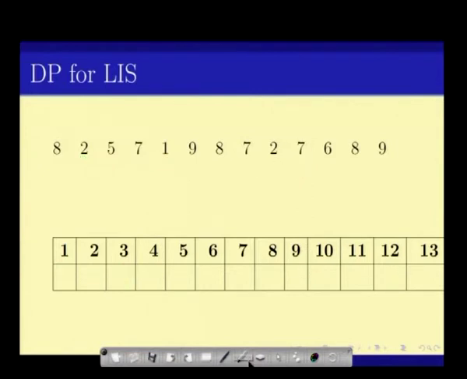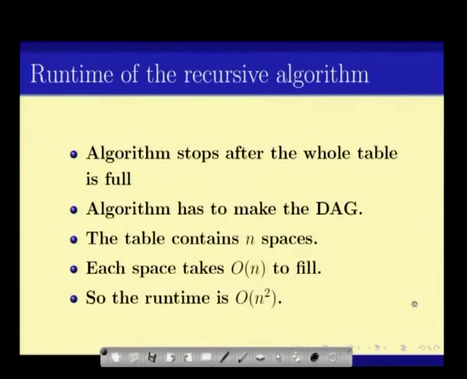So, in other words, this dynamic approach will of course give me the right answer, because I am doing nothing more than the recursive algorithm, but the algorithm will stop after the whole table is full. The algorithm has to make the DAG, and making the DAG itself takes order n squared steps. The table contains just n space, but each space takes order n steps, and the runtime is order n squared, clearly much better than before. The question is: can we do better than this?